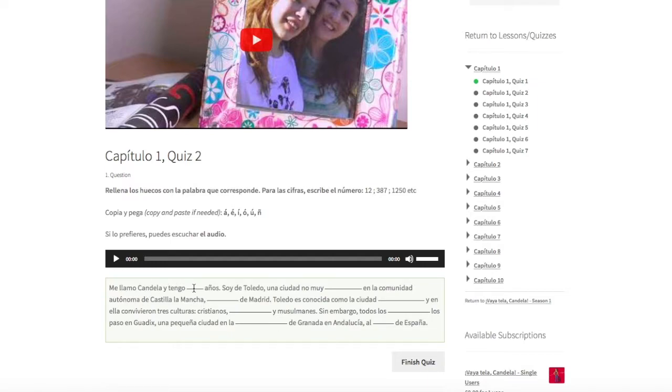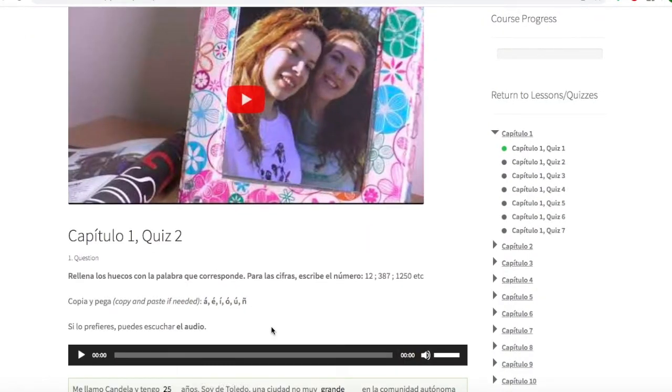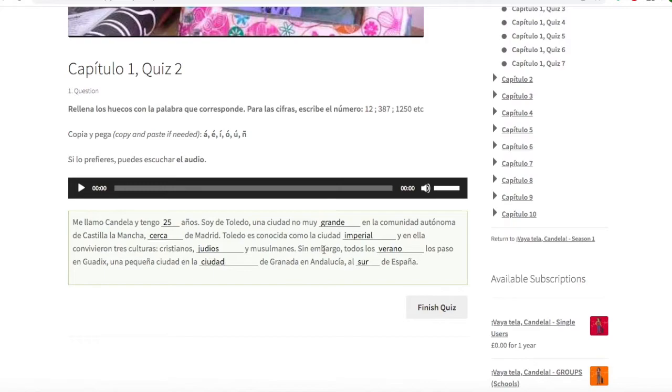Me llamo Candela y tengo, I will be listening to this, 25 años, soy de Toledo, una ciudad no muy grande. And then suddenly, I cannot really see the letters here. Why is that? Well, the reason is because I am using Safari, so the system doesn't work that well with Safari. If I go to Google Chrome, I already completed this, so I can perfectly see the letters. So if you have that problem or your students have, this is the reason.